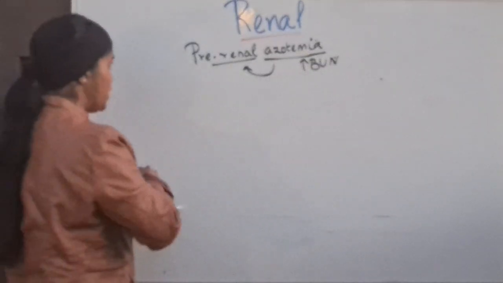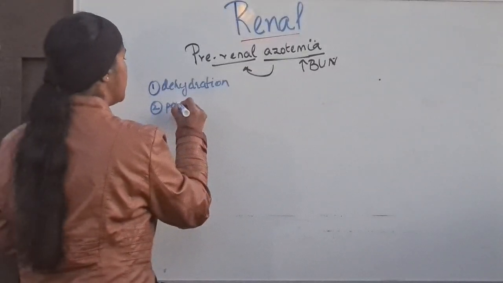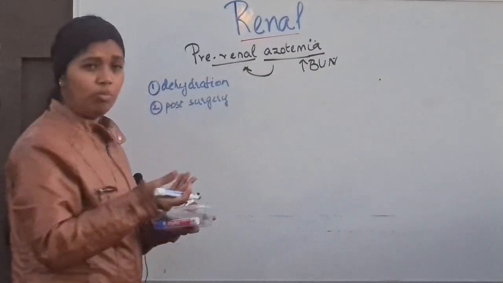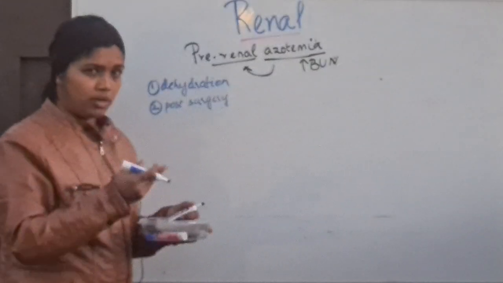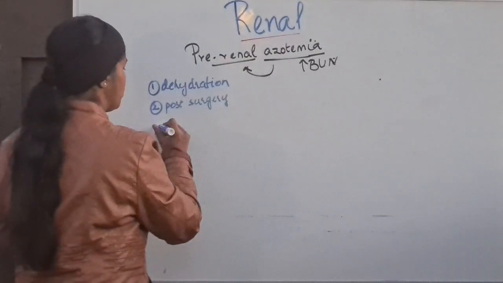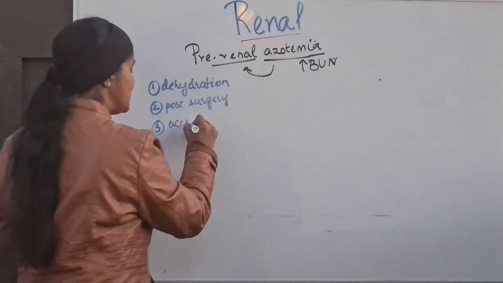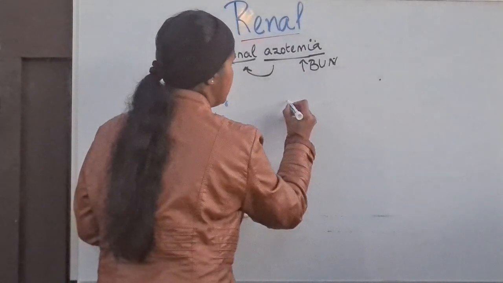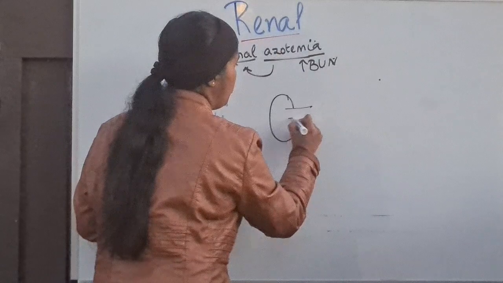So the most common reason for pre-renal azotemia is dehydration. Dehydration can be because of any reason. For example, the patient might not have taken adequate liquids, or the patient might be having vomiting or diarrhea, or there can be post-surgery blood loss or low BP during surgery, or else accidents. It can be because of reasons like this. So because of these reasons, what happens? The blood flow to the kidney will be compromised.